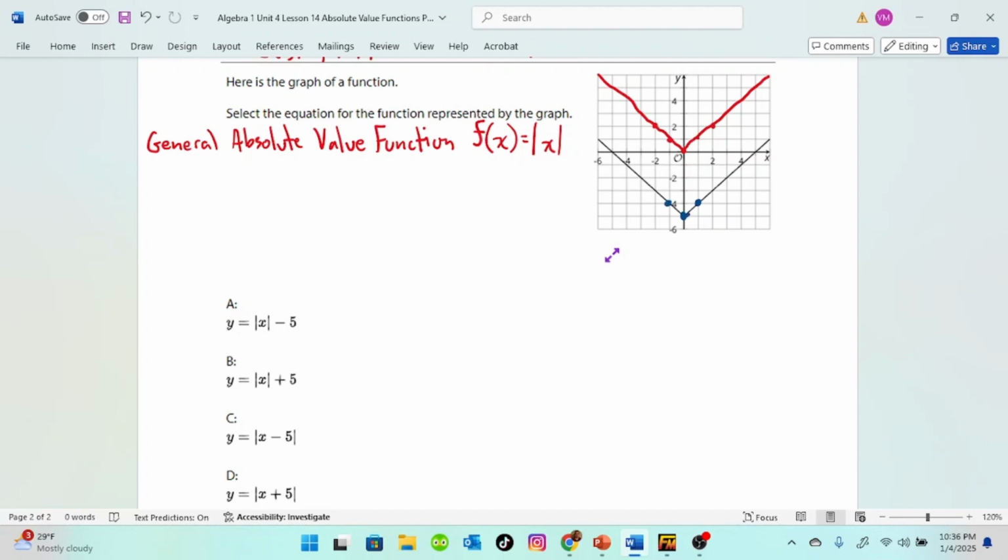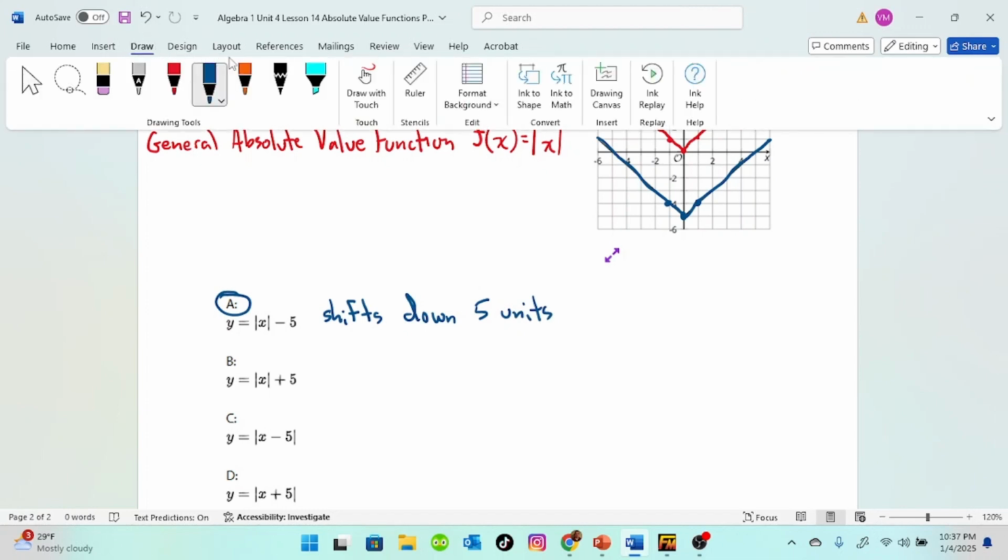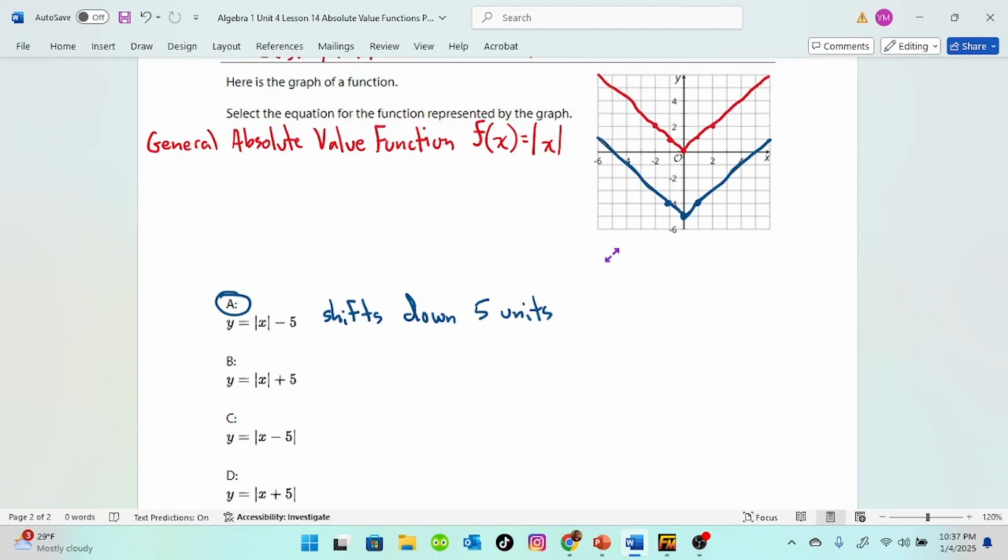So you can see when we subtract 5 outside the absolute value function, this shifts down 5 units. And this actually ends up being our answer. But I want to take this opportunity to show you what the others look like.